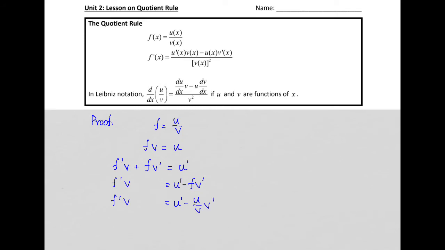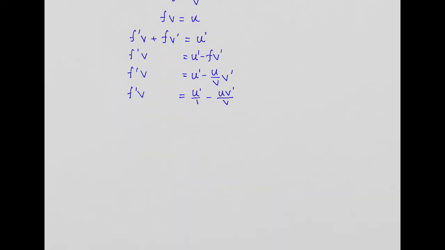And let's put this into one single fraction by using a common denominator. So we're going to have f prime v equals u prime over 1 minus u v prime over v. And by finding a common denominator, the first fraction has to be multiplied by v in both numerator and denominator. And that's put into one fraction now. So it becomes u prime v minus u v prime over v.